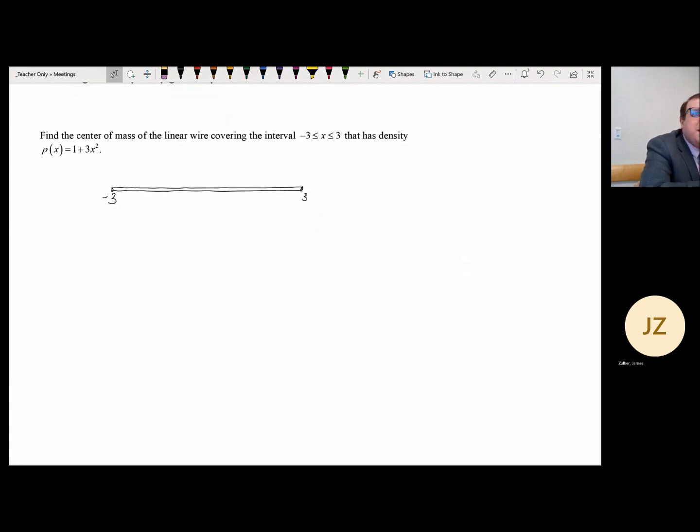So center of mass, this is one-dimensional, so we only have a single coordinate for center of mass, x bar, let's call it. It's given by M sub y over M. M is just the total mass. M sub y is called the y moment of inertia. Is it the y moment? Yeah, I think it is.